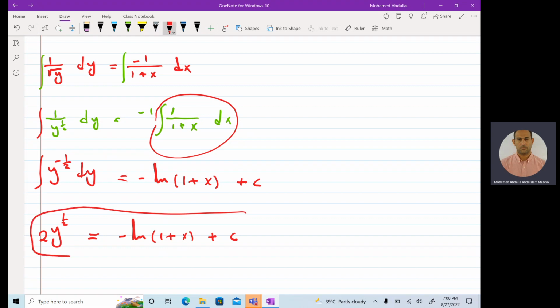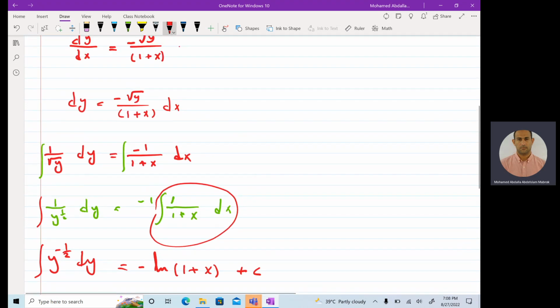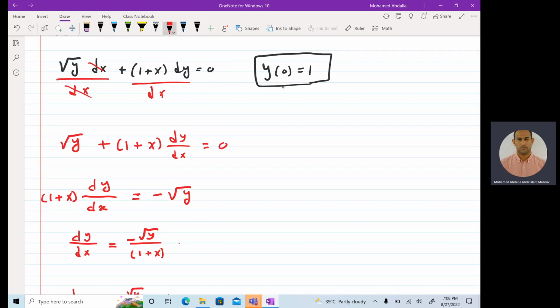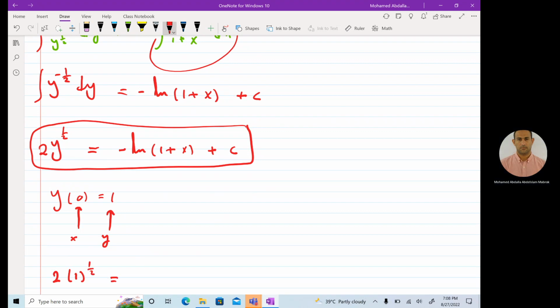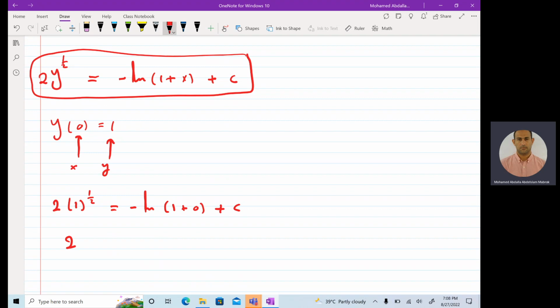So this is the general solution of our equation, but we have an initial condition that says y of 0 equals 1. So we remove every y and put 1, and we remove every x and put 0. So 2 times 1 to the power half equals minus ln of 1 plus 0 plus a constant. This leads to 2 equals 0 plus a constant, so C equals 2. So this is the constant.